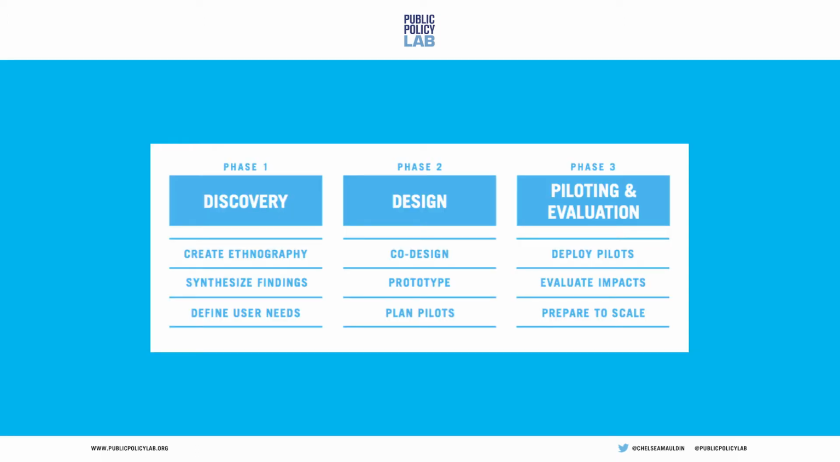So what do our design projects look like? They look something like this. This is probably the kind of diagram that many of you have seen or made in your own work if you do strategic design work. So we think of our work as proceeding across 3 stages.